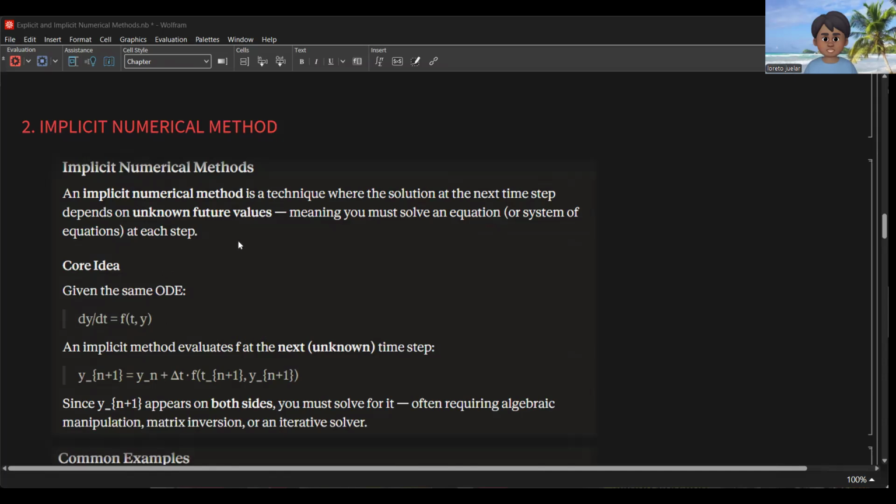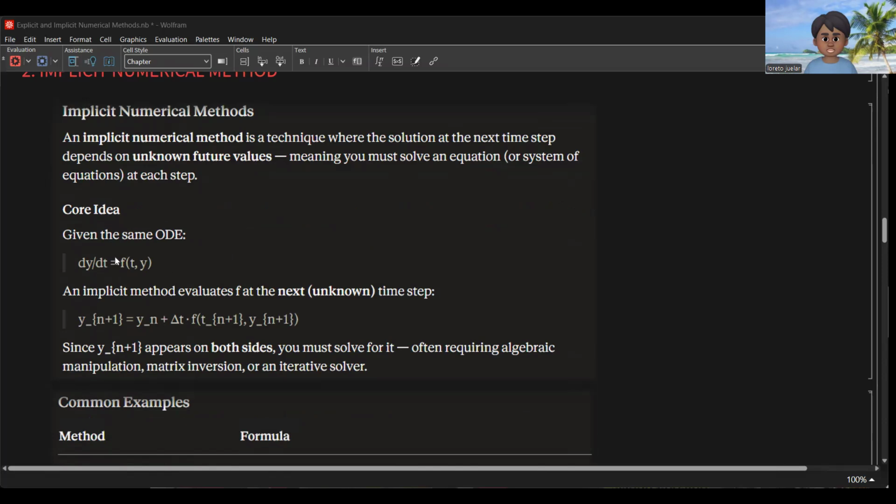Now for the implicit numerical method. An implicit numerical method is a technique where the solution at the next step depends on the unknown future values, meaning you must solve an equation or system of equations at each step. So that's the difference. We really have to solve an equation here. So we have the core idea.